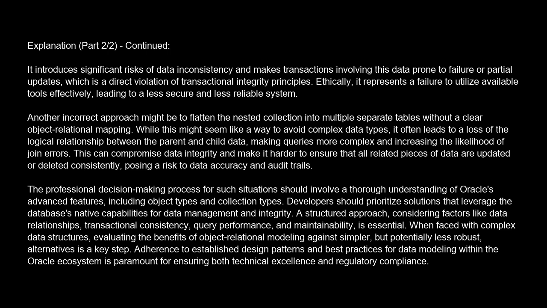Another incorrect approach might be to flatten the nested collection into multiple separate tables without a clear object relational mapping. While this might seem like a way to avoid complex data types, it often leads to a loss of the logical relationship between the parent and child data, making queries more complex and increasing the likelihood of join errors. This can compromise data integrity and make it harder to ensure that all related pieces of data are updated or deleted consistently, posing a risk to data accuracy and audit trails.